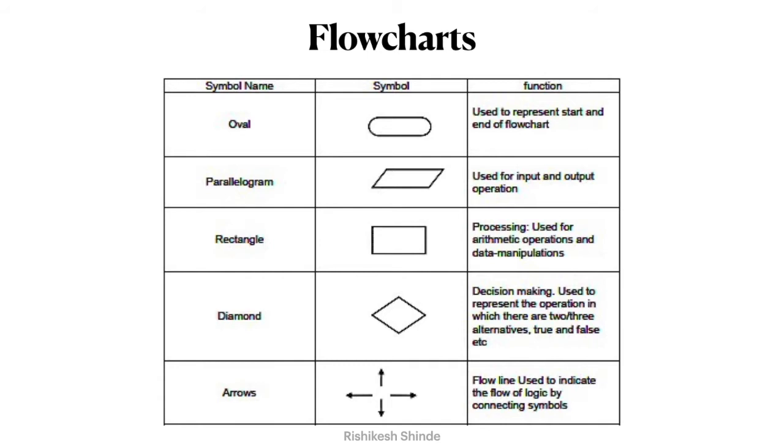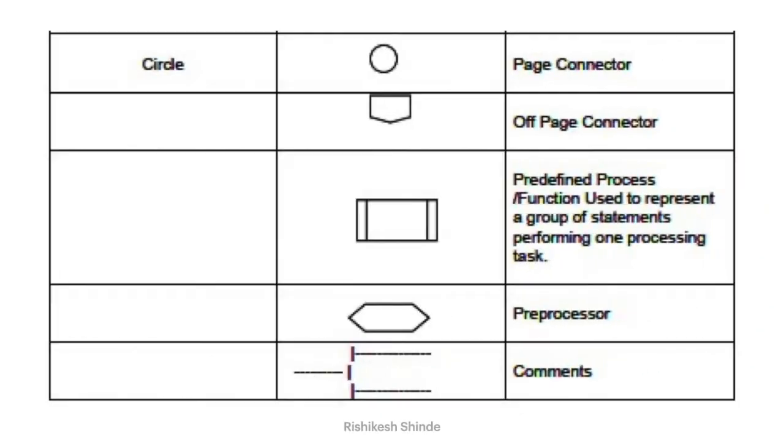Arrows like upward, downward, left and right are the flow lines used to indicate the flow of logic by connecting symbols. Circle is used to represent page connector. Vertically downward pentagon is used for off-page connector, and the symbol with two sideway lines in the rectangle is predefined process function, used to represent a group of statements performing one processing task. Horizontally spread hexagon is used for preprocessor. Dotted lines followed by the vertical bar are for the representation of comments.